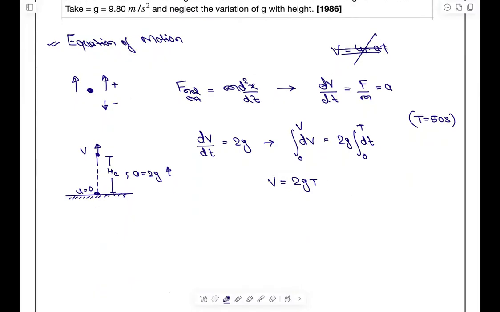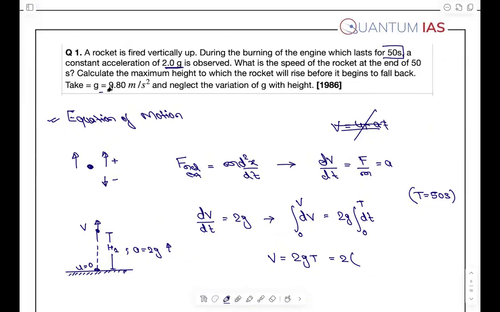Now if you will put the value, it will be 2. Now what is the value of g? You have to take 9.8 meter per second square. Now remember one thing, whenever we have to use the constant, we should always prefer the value which is given in this question. If in this question it was given 10, we have to use 10.